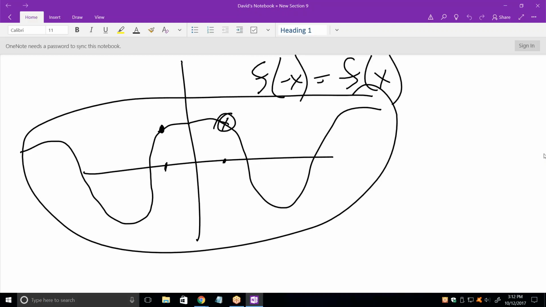Symmetry of the y-axis? Uh-huh. This picture that I've just drawn, the cosine function, that's y equals cosine of x. If I flip that over the y-axis, I've got that.